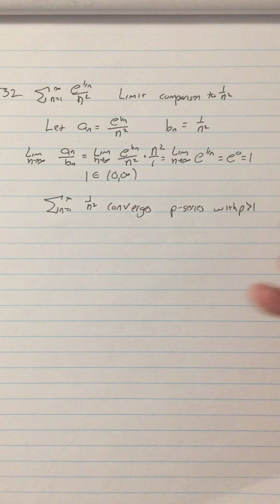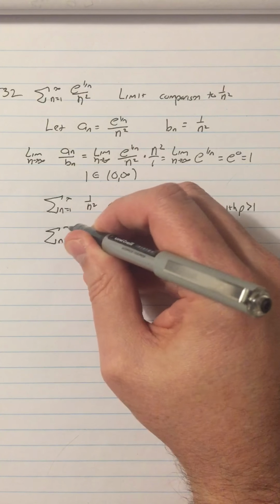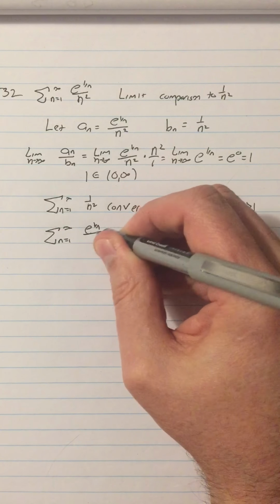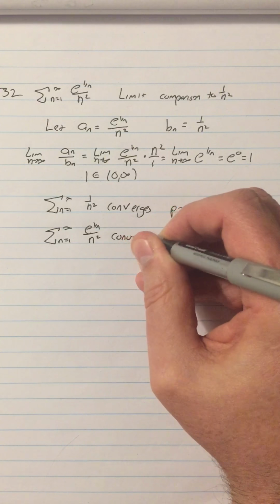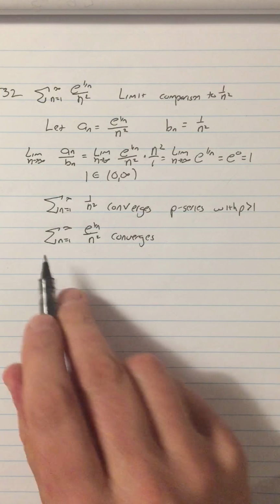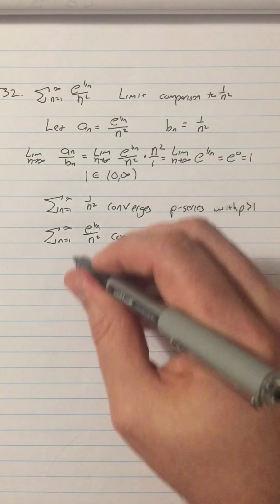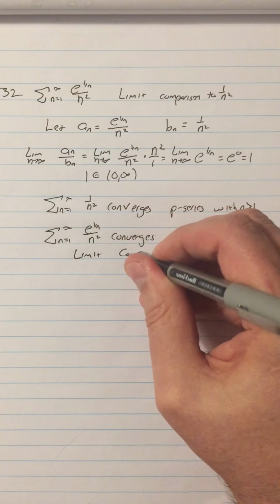So we have to say that, and then we get to say that the sum from n equals 1 to infinity of e to the 1 over n squared converges. We can't just say the series converges this time because we have two different series that we're talking about. So we have to be specific about which series. This is our problem series, and it converges by the limit comparison test.